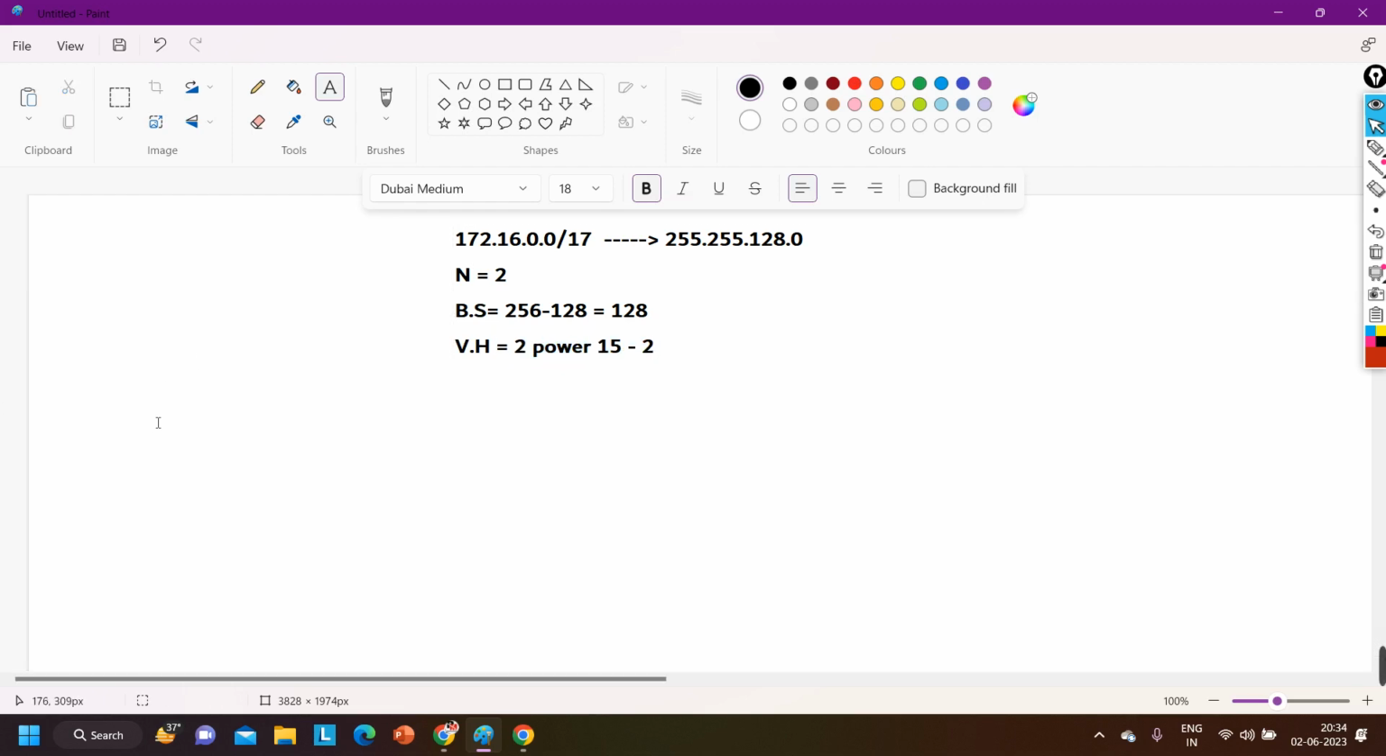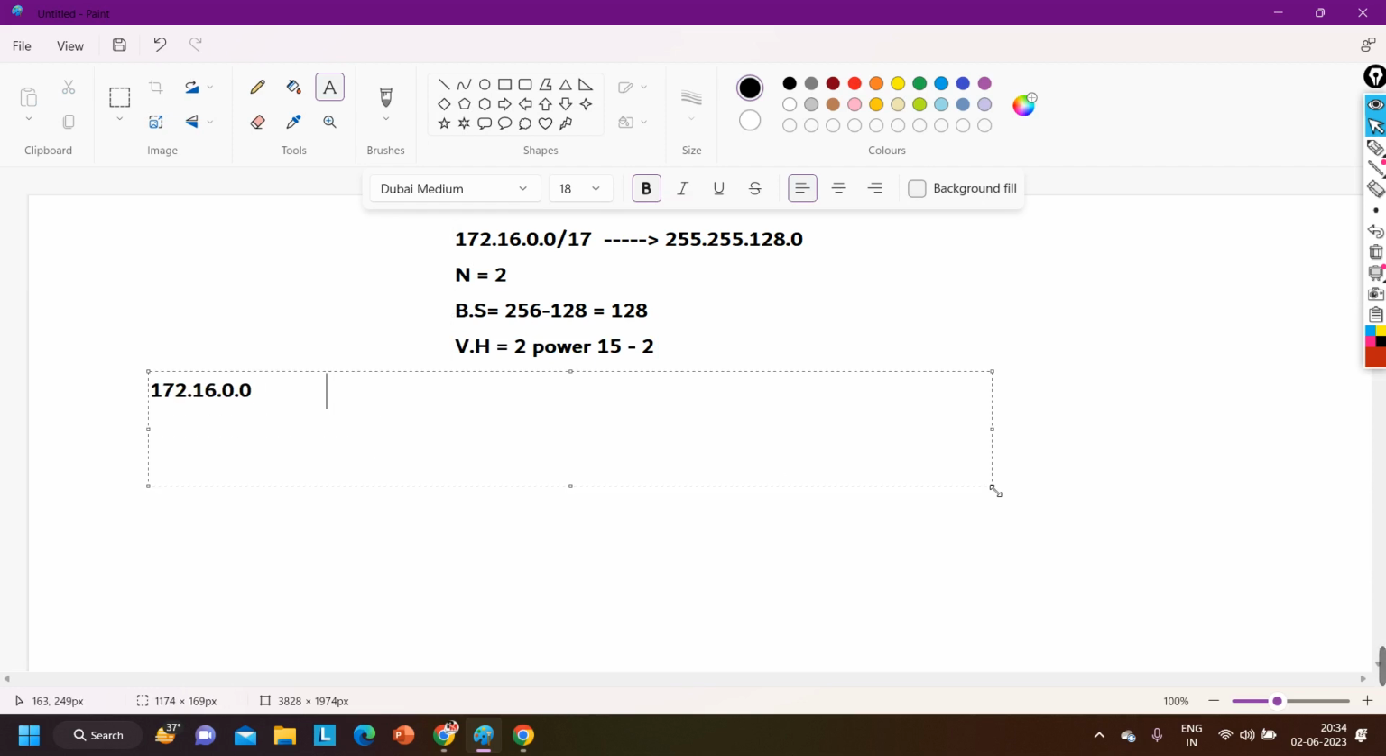Okay, there are only 2 networks. So the first network is 172.16.0.0. The second network will be what? 172.16.128.0. See, I am adding the block size in the third octet because the last one is present in the third octet only.